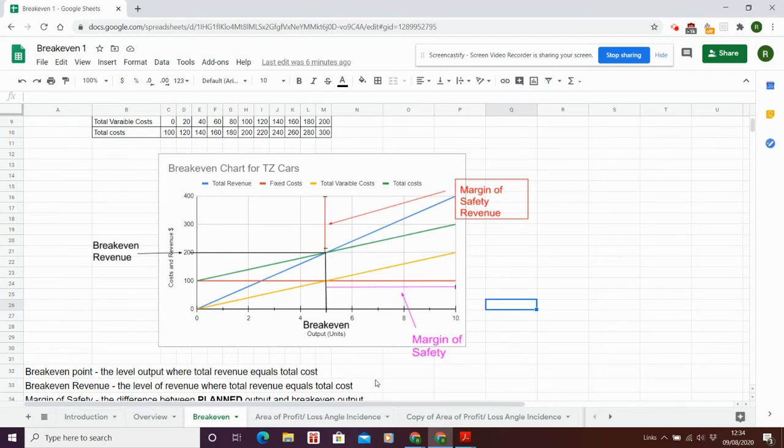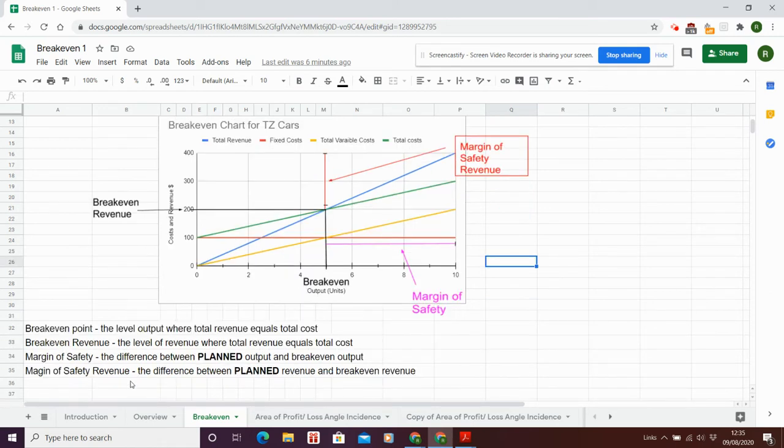The other really common one that you are asked to identify is what's called the margin of safety, and that is a measure of risk. And your margin of safety is the difference between the planned output and the break-even output. So in this case, it's going to be the difference between 10 and 5. So the actual break-even point here is 5 units. And we would label that with a line which is parallel to the x-axis, and make sure it's clearly identified as your margin of safety.